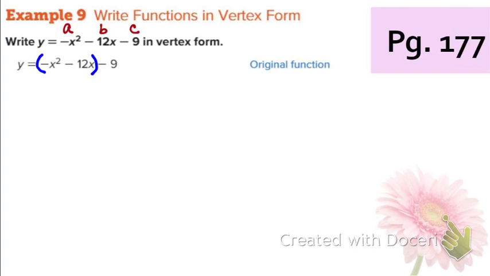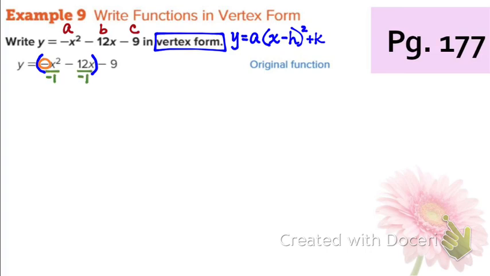Is there a number in front of the x squared? -1. We need to get that out to the front because remember our vertex form, the form that we're trying to get it into, A is outside of parentheses. So I need to get A out to the front. So I'm going to take it out of these 2 pieces. I'm going to divide them both by -1 so that I can move it to the front.